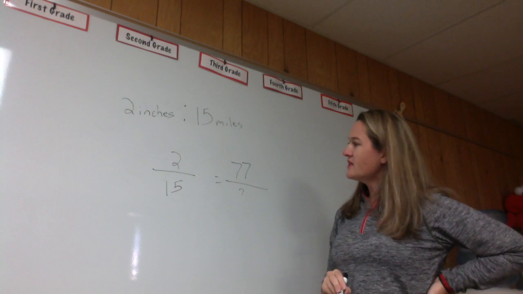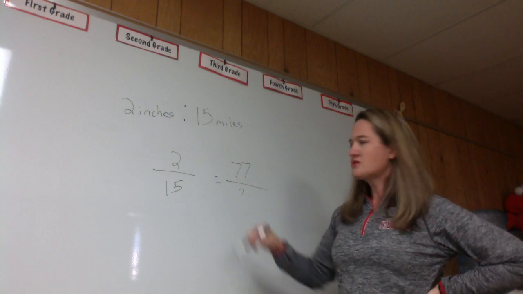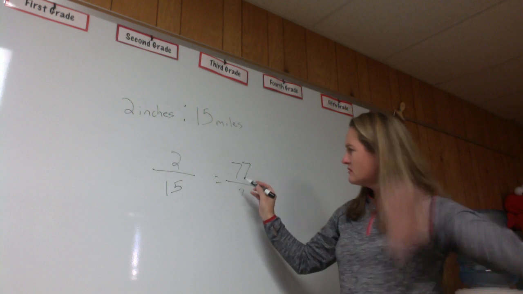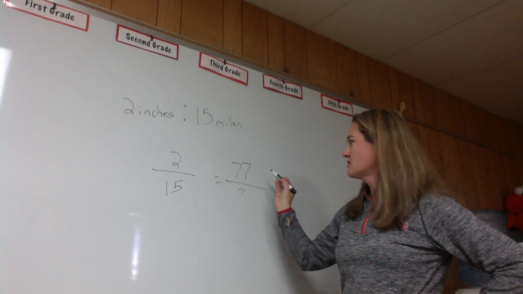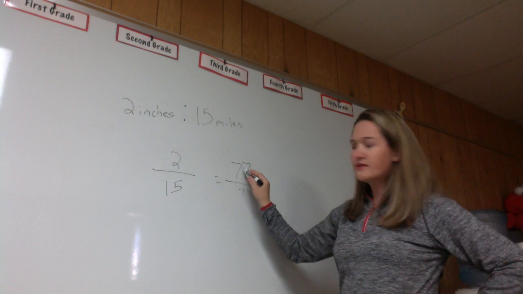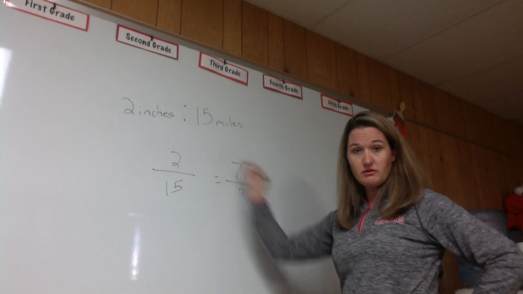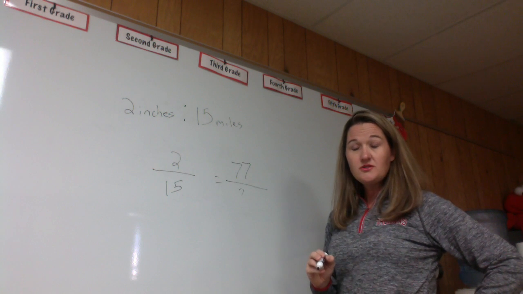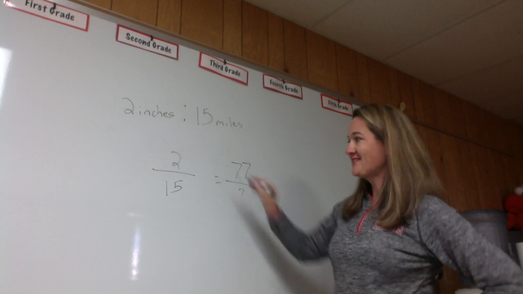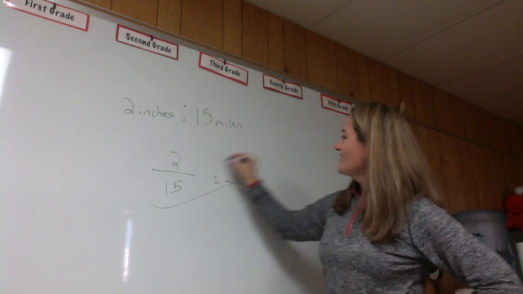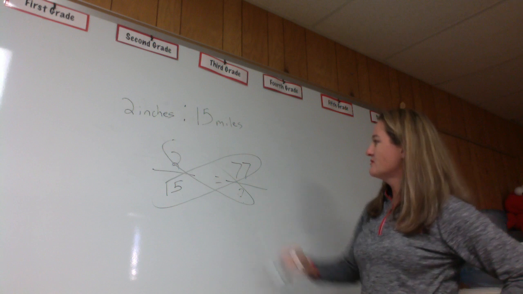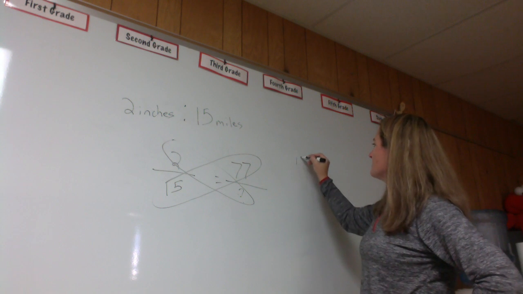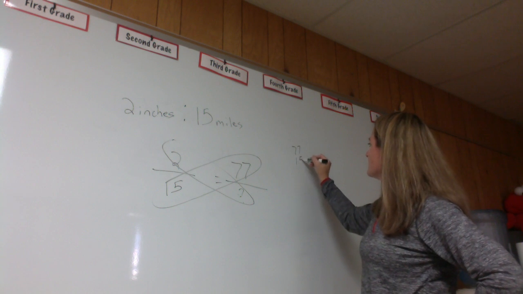Looking at this, with the last one we were able to just do times whatever to get that. Well, 2 times whatever doesn't equal 77, so it's not going to be a whole number. When they don't go equally into each other, we need to use cross products. So we're going to do cross products to solve for this unknown. We're going to do 15 times 77.